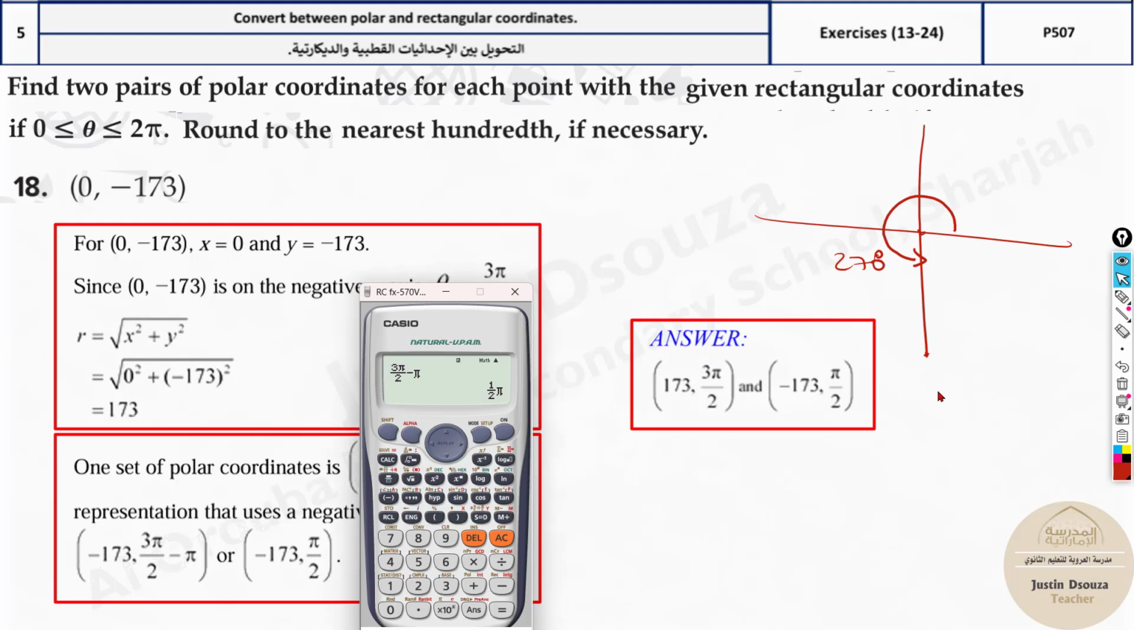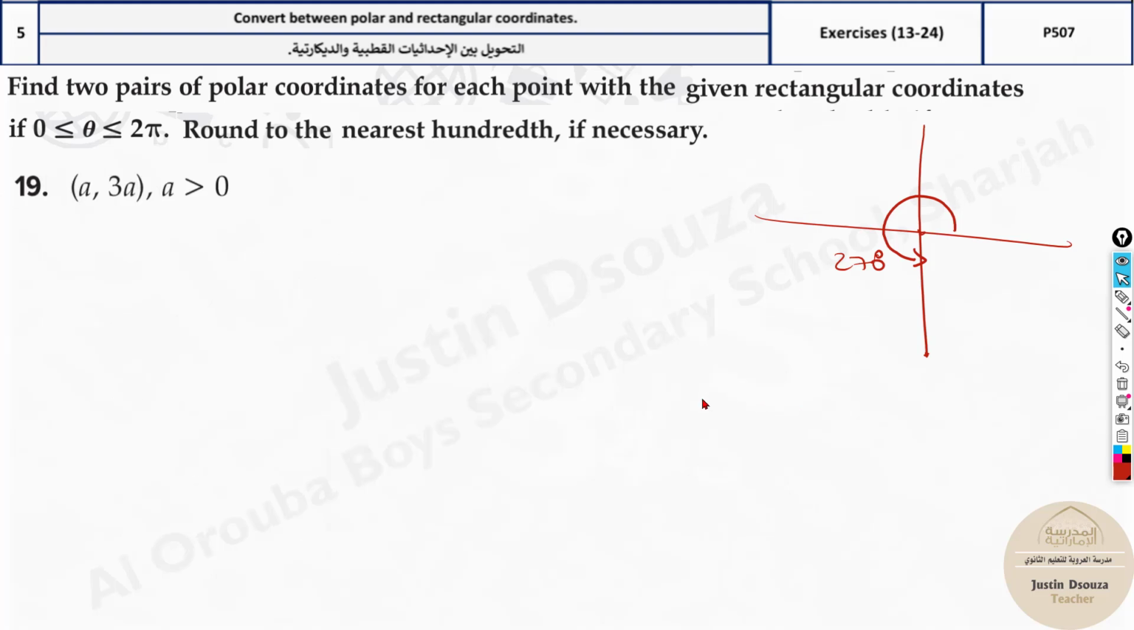The first one, just plot it on an axis. Since it's negative 173, it should be on the y-axis but down, right? That means it's 270 degrees, but since we are dealing with everything in radians, it is 3 pi by 2. And then over here, subtract by pi, you get the other answer, but the radius changes to a negative sign. That's how we do it.